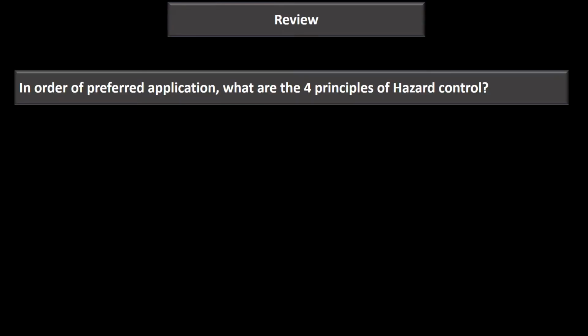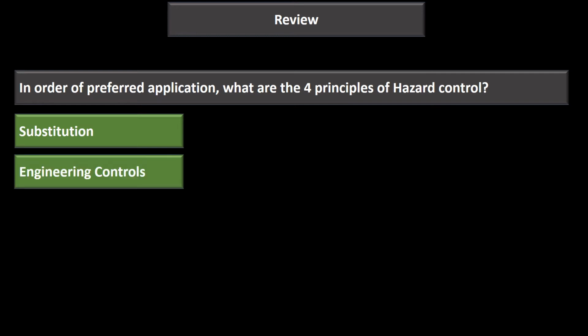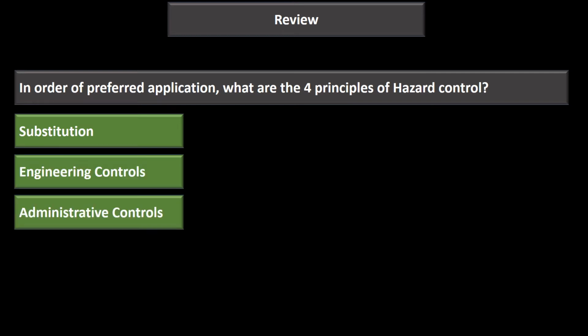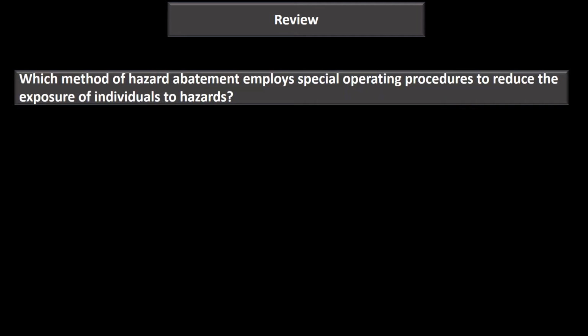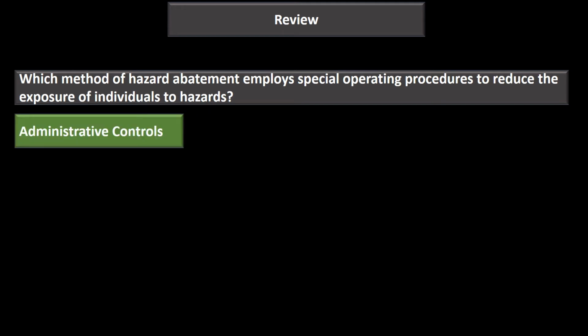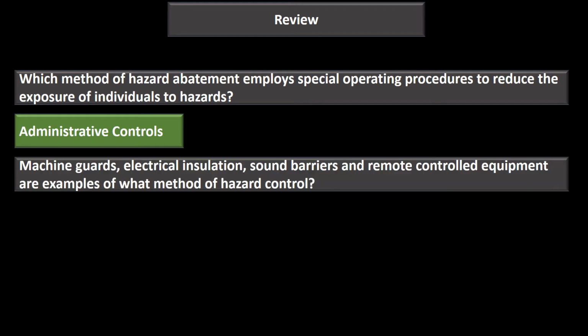So a quick review of what we covered so far. In order of preferred application, what are the 4 principles of hazard control? Those 4 principles of hazard control were substitution, engineering controls, administrative controls, and then our PPE. Which method of hazard abatement employs special operating procedures to reduce the exposure of individuals to hazards? Well, that's an example of an administrative control, right? Changing access, changing schedules, that's all a special operating procedure.